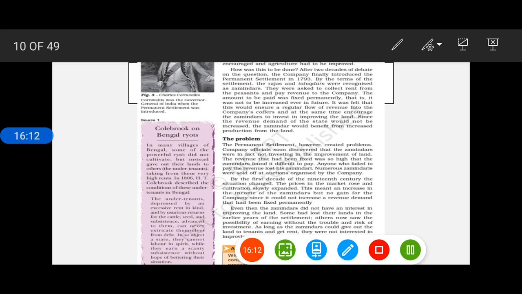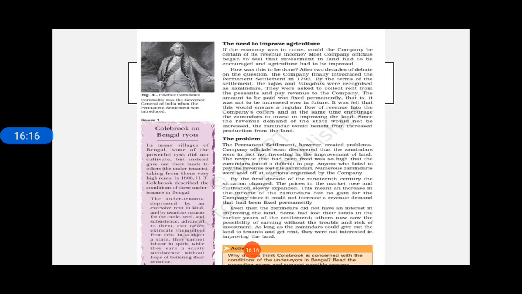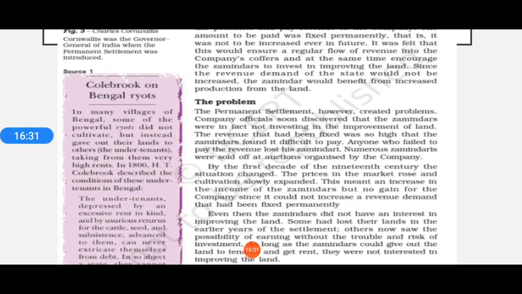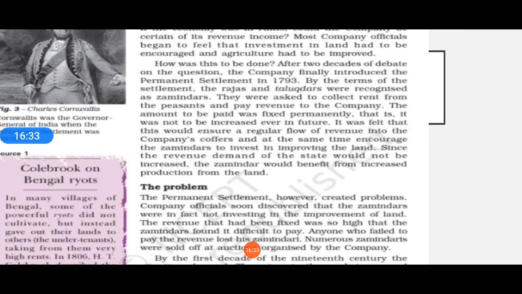So the permanent settlement was introduced by Charles Cornwallis in the year 1793. And this system is mainly about the zamindari system. Rajas and talukdars were recognized as zamindars. So zamindars became the whole and soul, very powerful.